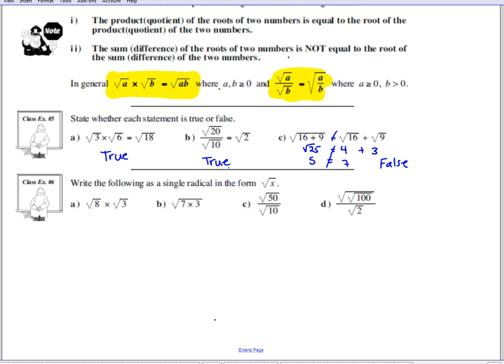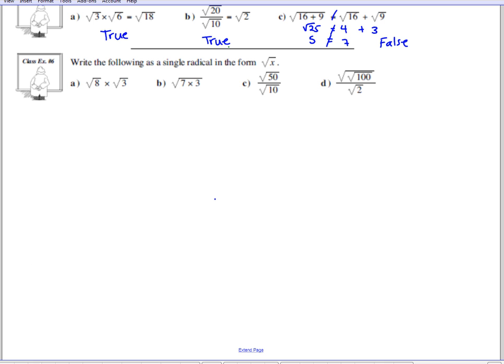So if we know that, what is root 8 times root 3 equal to? Root 8 times 3, or root 24. Write each as a single radical. So root 7 times root 3 is the same thing as root 21. 7 times 3 is 21. Okay. Root 50 divided by root 10, well, we can put that all under one square root because it's division. What's 50 divided by 10? Root 5.